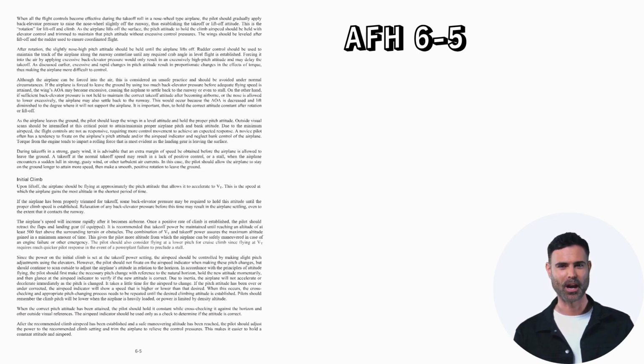Pilots should remember the climb pitch will be lower when the airplane is heavily loaded or power is limited by density altitude. When the correct pitch attitude has been attained, the pilot should hold it constant while cross-checking it against the horizon and other outside visual references. The airspeed indicator should be used only as a check to determine if the attitude is correct. After the recommended climb airspeed has been established and a safe maneuvering altitude has been reached, the pilot should adjust the power to the recommended climb setting and trim the airplane to relieve the control pressures. This makes it easier to hold a constant attitude and airspeed.